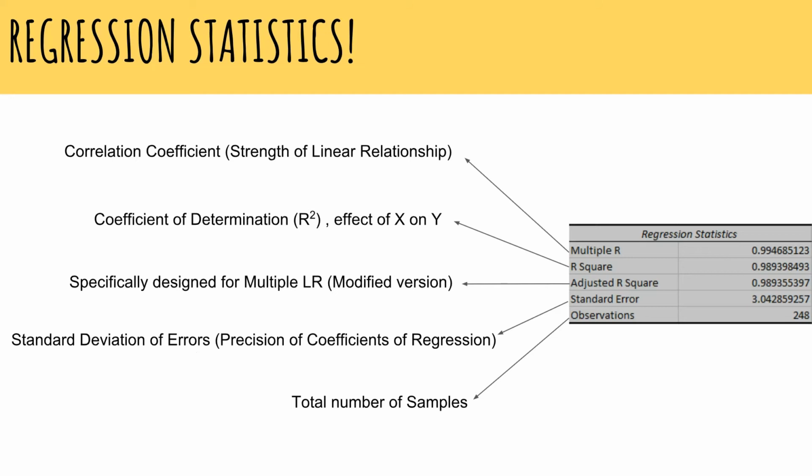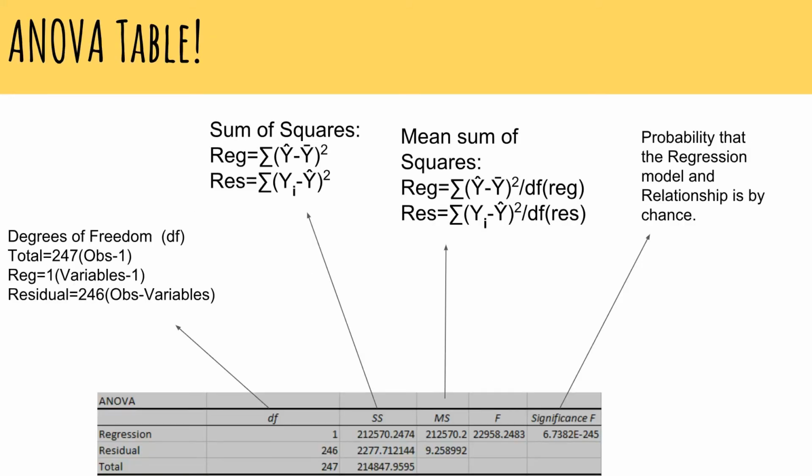Now we are done with regression statistics. Let's move on to the ANOVA table. ANOVA table is basically the analysis of variance table, and as the name suggests, it analyzes the variance between different quantities. Now what are these quantities? Let's get to them one by one.